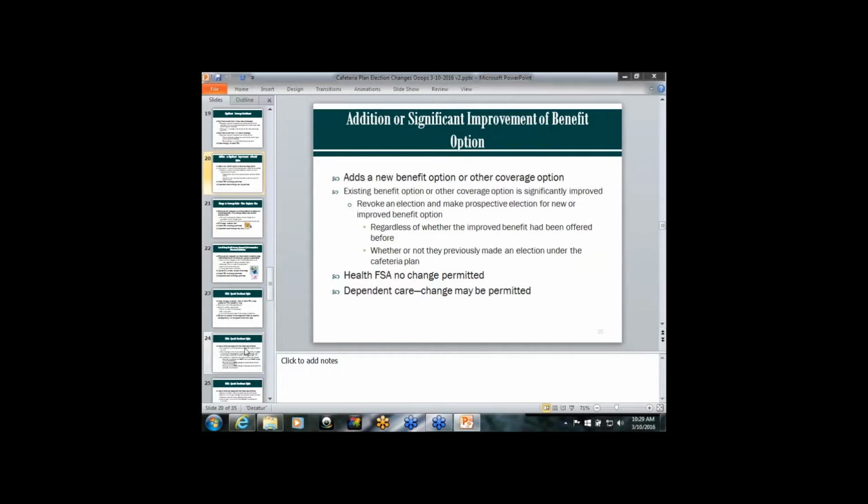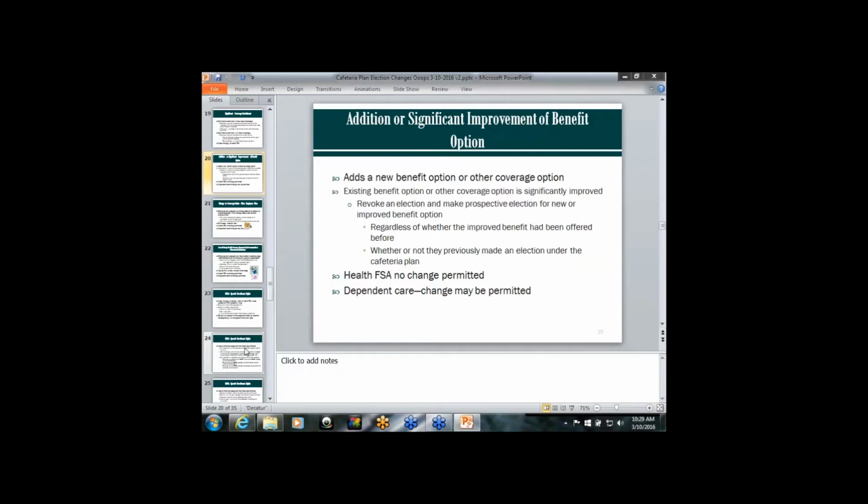And even a benefit option can be an existing benefit. Maybe you had that high deductible health plan and the deductible was $5,000. Now you're changing it to $4,000. That's a significant improvement, so it could be a reason for a person to make a change. So when this happens, a participant can revoke an election and make an election on a prospective basis, again, always going forward, for coverage under the new or improved benefit package.